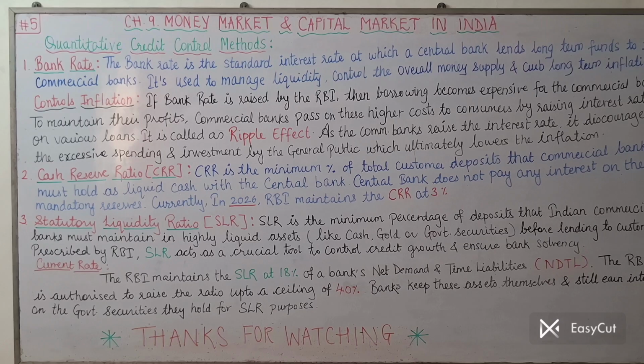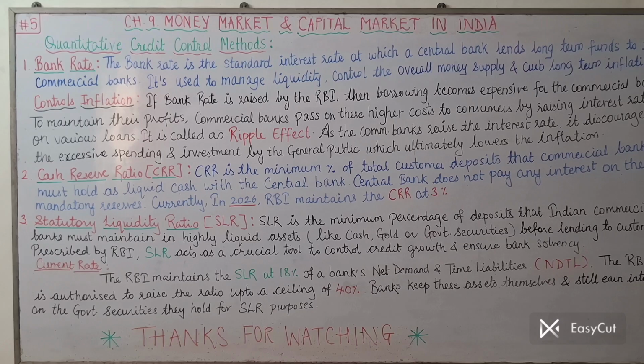Supposing RBI raises the bank rate, then what happens is the commercial banks find it costly to borrow from the RBI. So borrowing becomes expensive for the commercial banks. In that case, the commercial banks want to maintain their profits. So they will pass on this burden of higher interest rate to their consumers by raising the interest rate, because commercial banks themselves have to pay higher interest rate to the central bank.